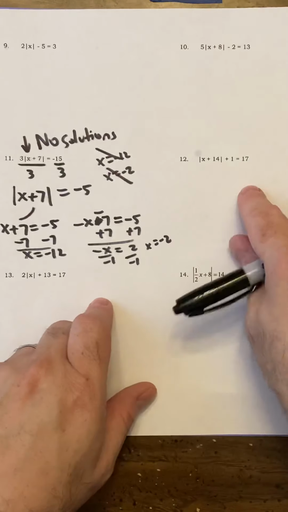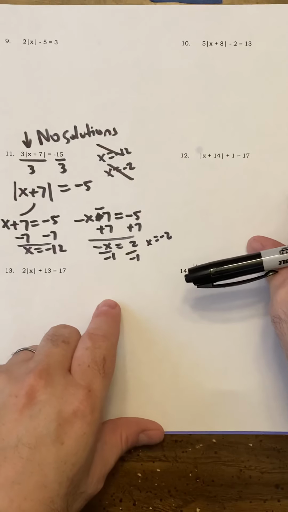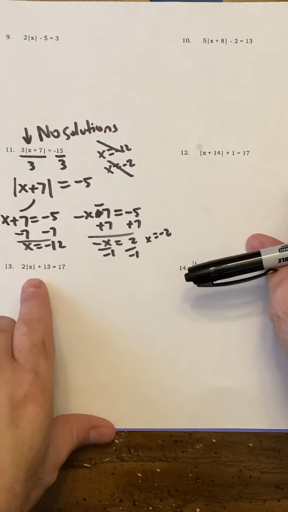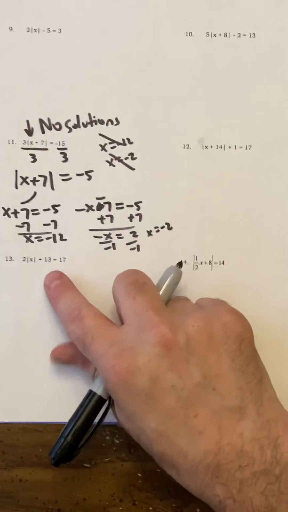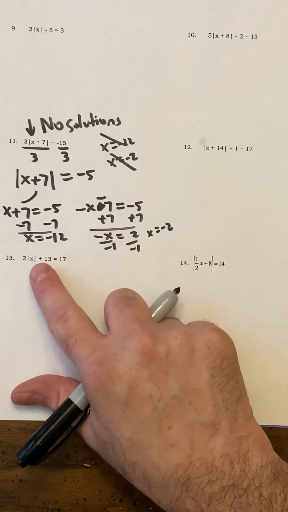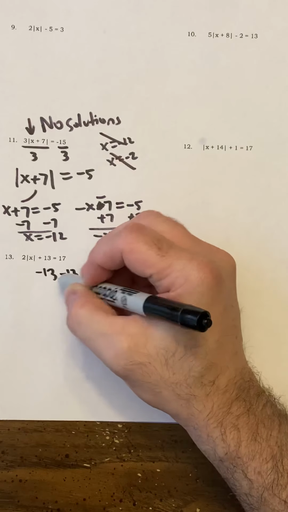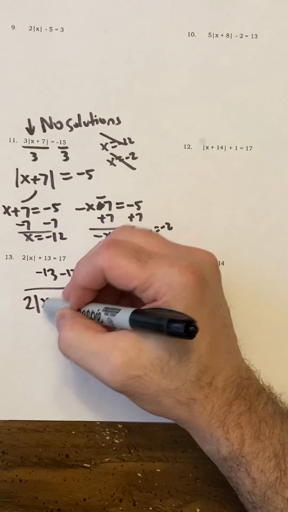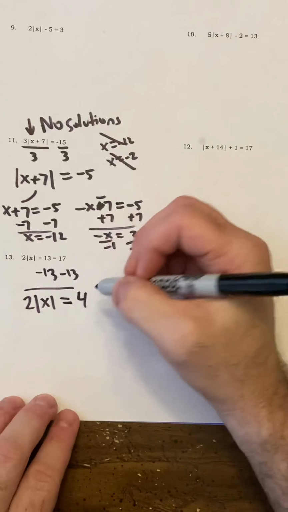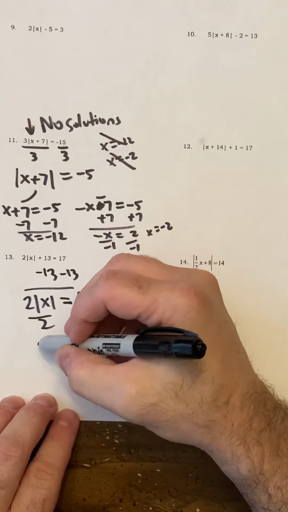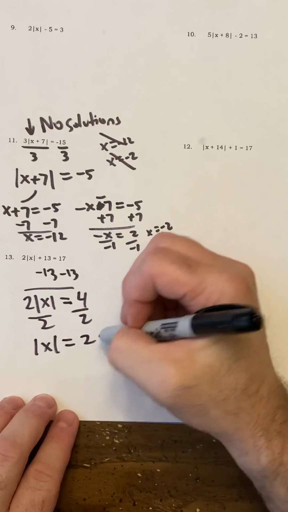Okay? Number 12 is straightforward. You can try that one on your own. Let's take a look at number 13. It's a simple problem. We're going to subtract 13 from both sides. We get 2, absolute value of x equals 4. Divide both sides by 2. The absolute value of x is equal to 2.